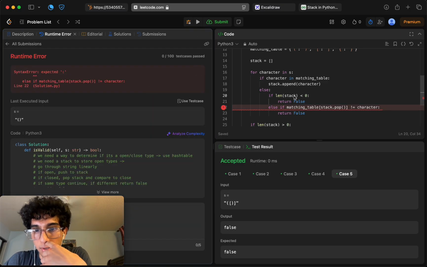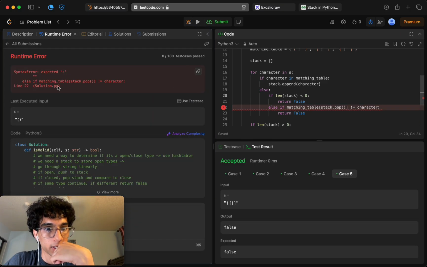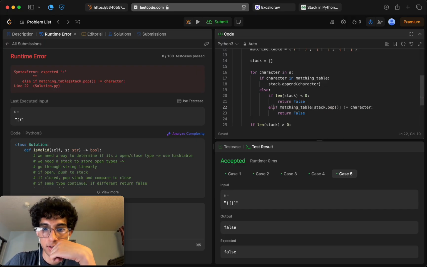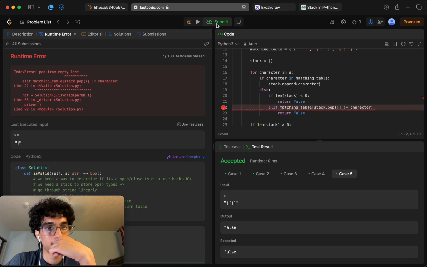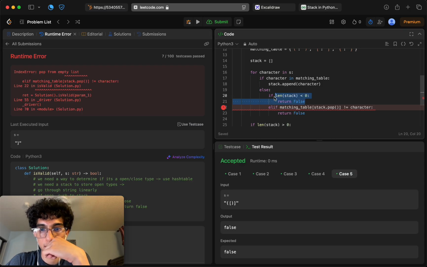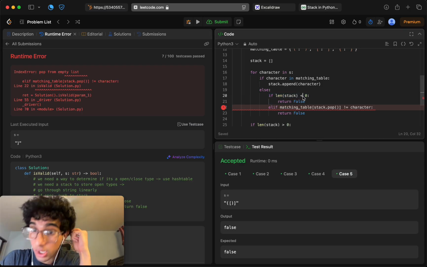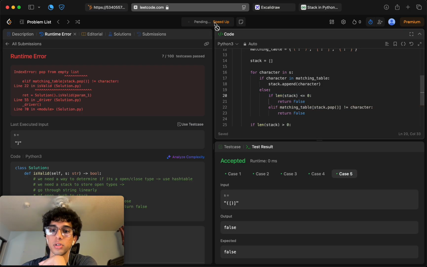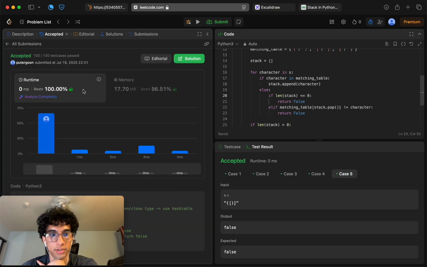What? Syntax error, expected colon, else if matching table. I forgot. Still popping from an empty list. So that means this check isn't working. Oh, less than or equal to 0. Awesome. That's freaking awesome, dude. Okay.